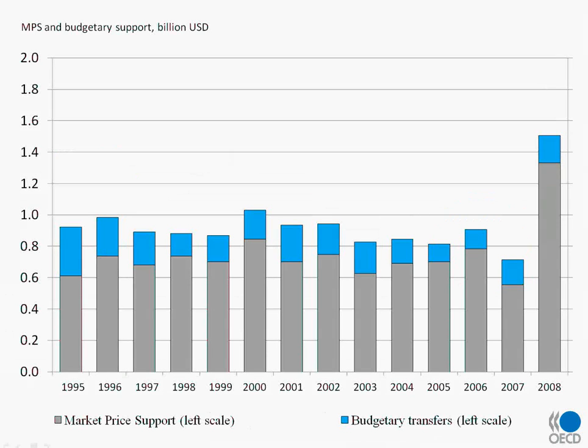We will now have a look at the composition of the producer support estimate, which is represented by bars. These bars refer to the left scale and are expressed in billion US dollars. What is shown is how much of overall support to producers is provided in the form of support of market prices, shown in gray, and how much comes from budgetary transfers, shown in blue.